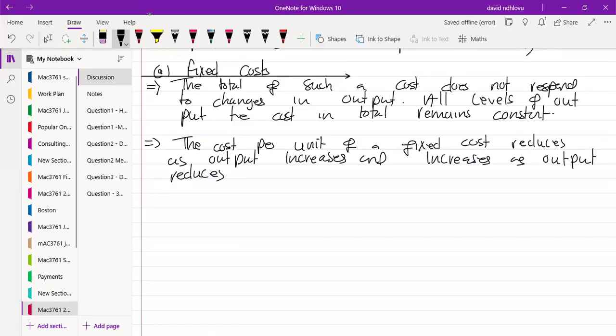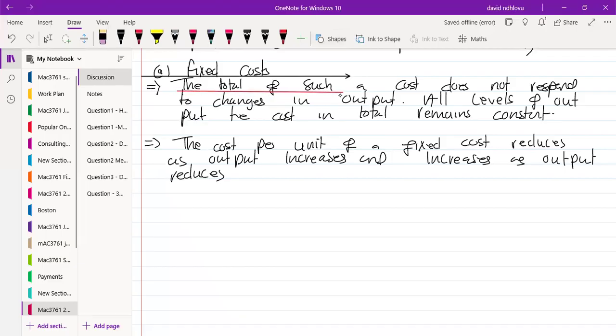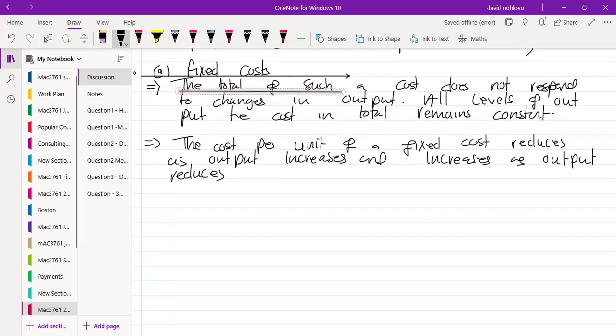So when we say this is a fixed cost, most of the time we are talking about the total of that particular cost. The total of that particular cost is the one that remains constant, obviously within what we call the relevant range. And then the cost per unit does change. As long as the number of units are increasing, then the cost per unit will reduce. And when the number of units produced reduces, then the cost per unit will increase. So that's the behavior that we expect from a fixed cost. Let's give an example of such a cost.